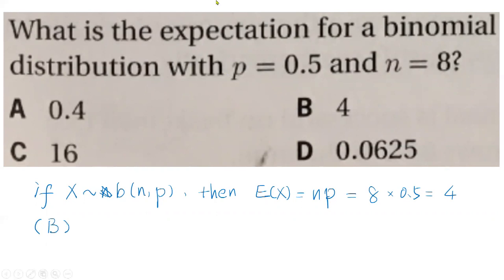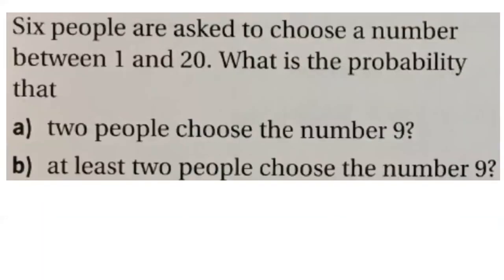Okay, any questions? No? All right, let's see the next one. 6 people are asked to choose a number between 1 and 20. What is the probability that A, 2 people choose the number 9, B, at least 2 people choose the number 9? Okay, I'll give you 5 minutes to solve it, and then we can discuss this together.